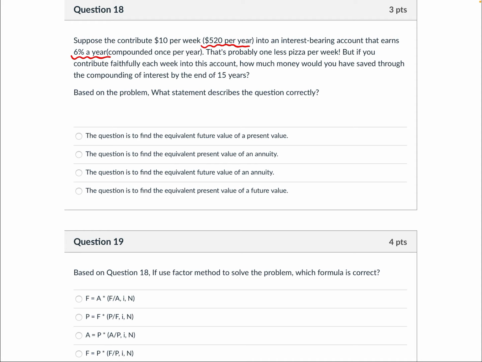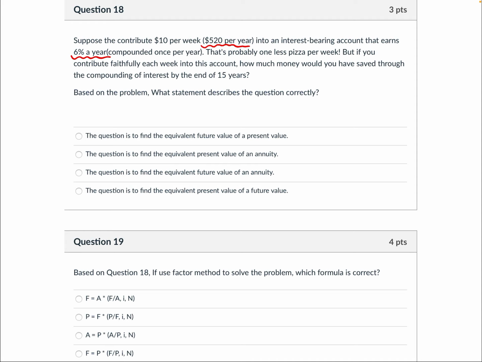Okay, which means if you're using 6%, you're going to use the $520 per year as your annual investment instead of $10 per week. That's probably one less pizza per week, which means if you skip one pizza per week, that money saved can be almost $10. And if you save that money into a savings account at 6% interest rate per year, you can save a lot of money. So now, if you keep doing this every year for 15 years, how much can you save?